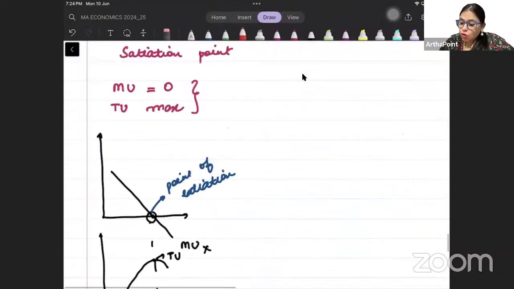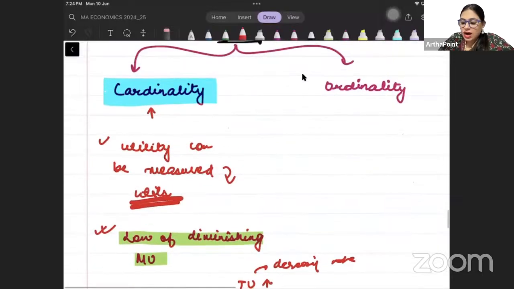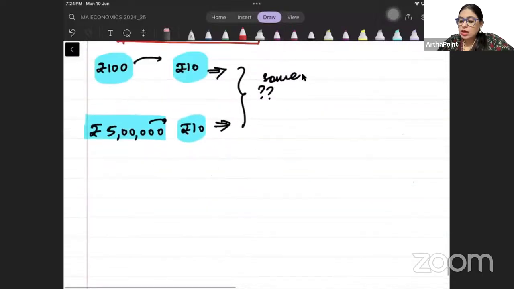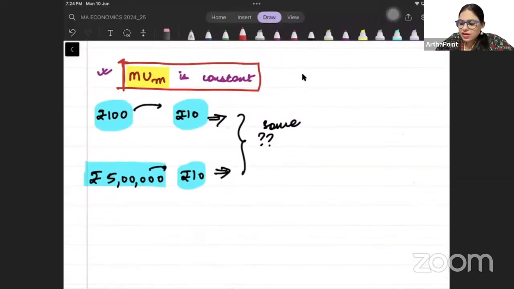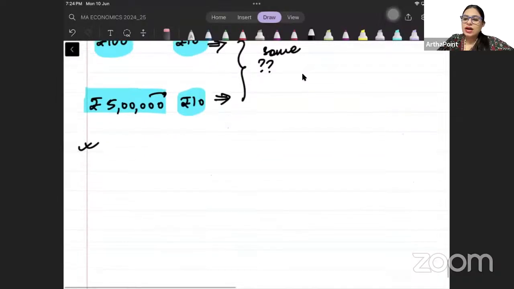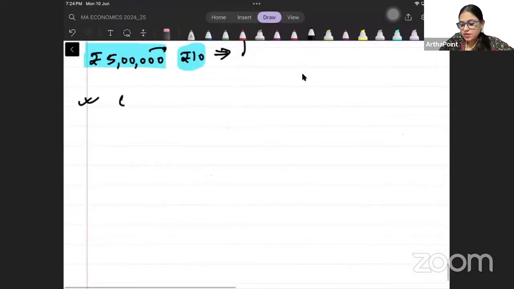But when we talk about the concept of cardinal utility, again, a very often asked question in MCQs, this is one of the very basic assumptions: we assume the marginal utility of money to be constant, which is not correct, but we assume it. One last thing here. Under cardinality, we have something known as the law of equi-marginal utility.